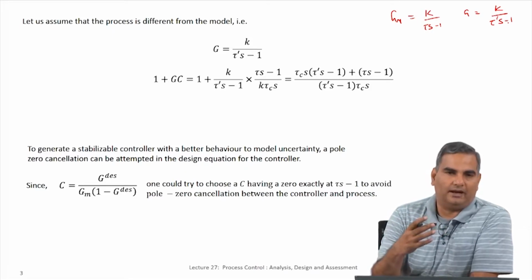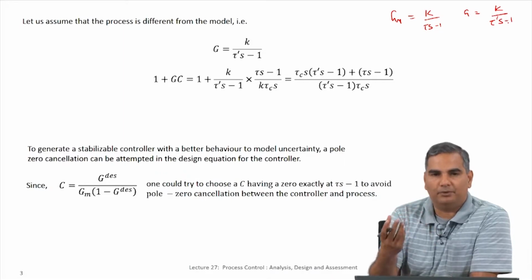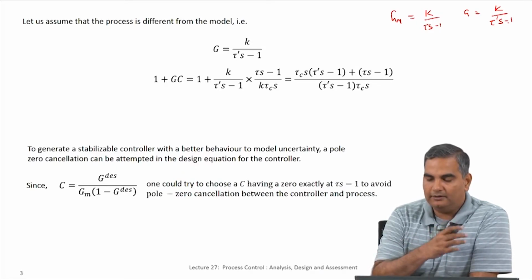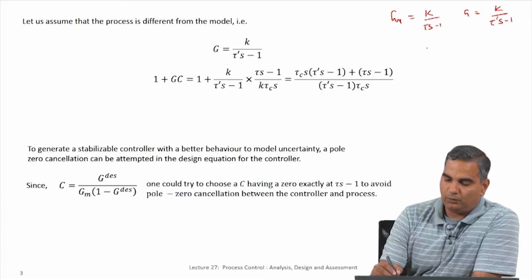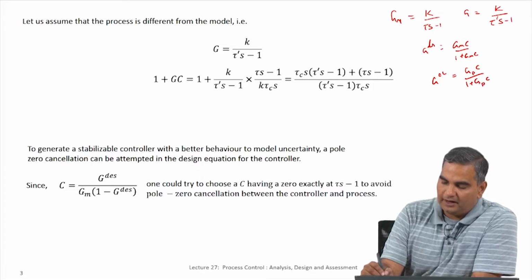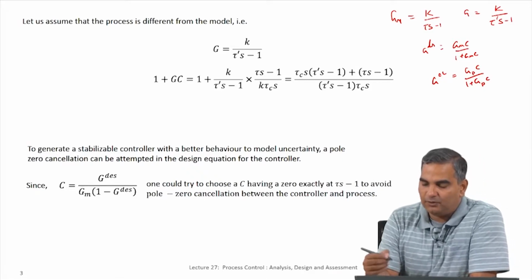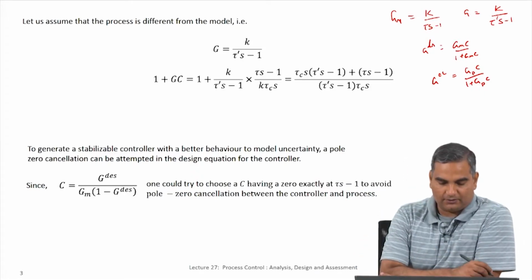But to really see the impact of a process which is slightly different from the model that you have chosen, you should recompute GC by 1 plus GC using the actual model that you think is going to be operating. So while G desired is GMC by 1 plus GMC, to see the real effect of plant model mismatch and compute the true closed loop transfer function, you should put G process C by 1 plus G process C. And when this G process is slightly different from GM, we want to see what happens. Of course, when GP is GM, GCL will be G desired. This is something that we have talked about several times before.